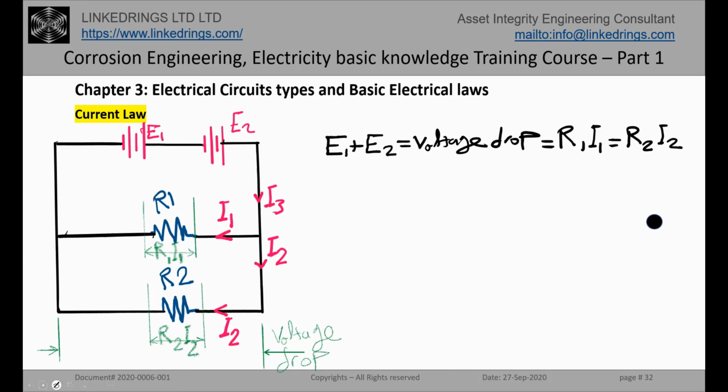So what does that mean? That means I1 R1 equals I2 R2 equals E1 plus E2. Here, at this dot, the current input to this point is I3, and the current output is I1 and I2. The current is the flow rate of electrical charge.